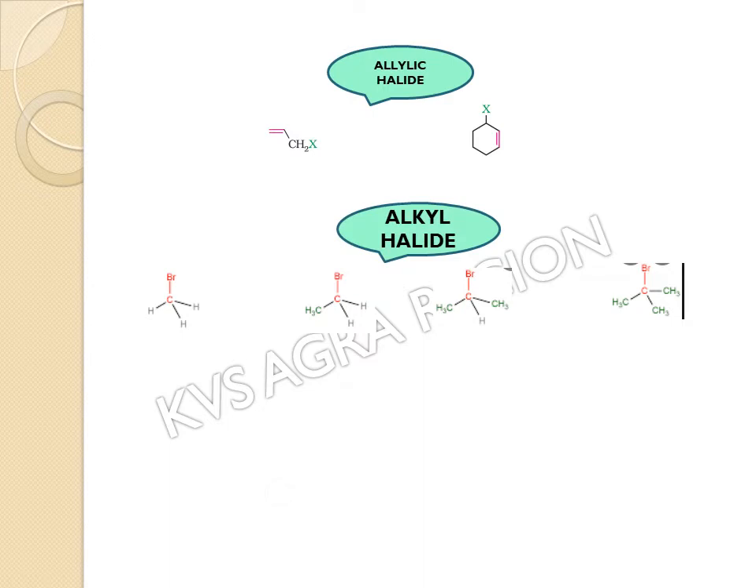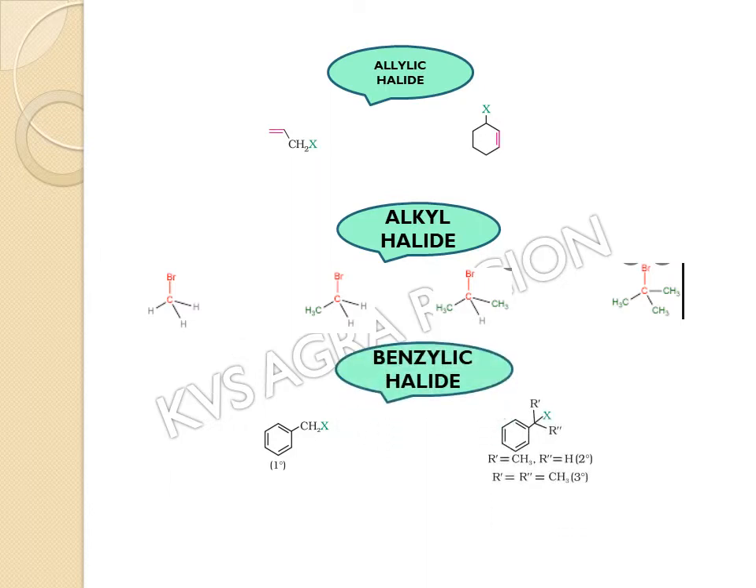They are alkyl halides. Whereas here we can see on the benzene ring, halogen is attached to sp3 hybridized carbon, which is attached directly to the benzene ring. This is known as benzylic halide. It can also be classified as 1 degree, 2 degree or 3 degree depending upon the number of alkyl groups attached to the sp3 hybridized carbon.